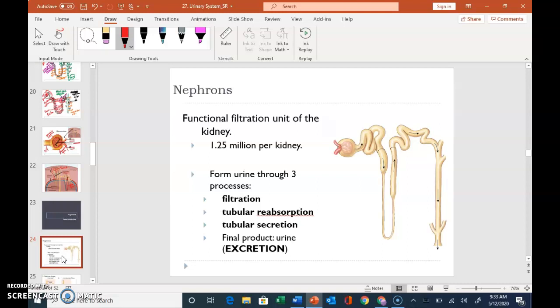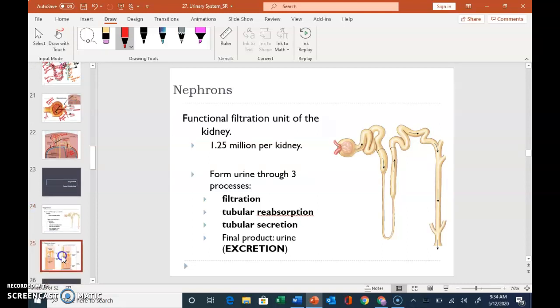Urine formation takes place through three processes. We have glomerular filtration, tubular reabsorption, and tubular secretion. And finally, the final product that comes out of the collecting duct is called urine, which is carried out of the kidney by the ureter and then stored in the urinary bladder for some time before it can be excreted out of the body.